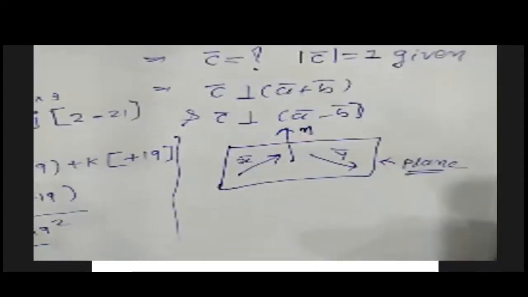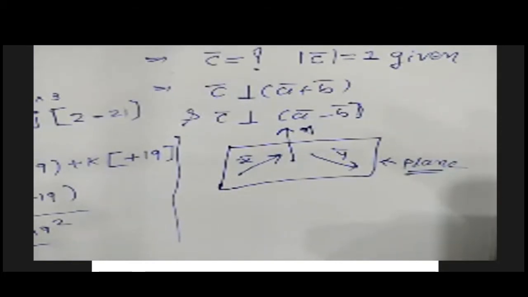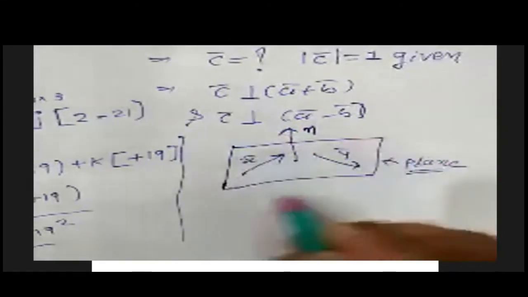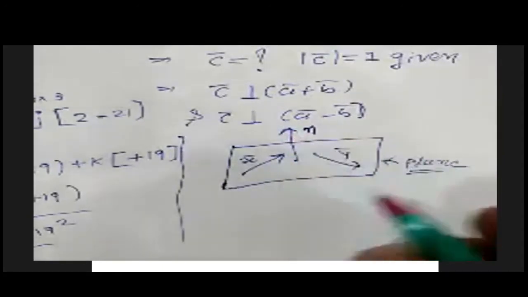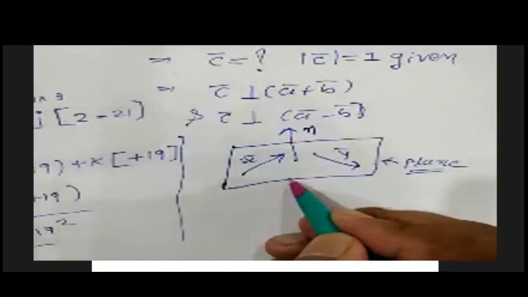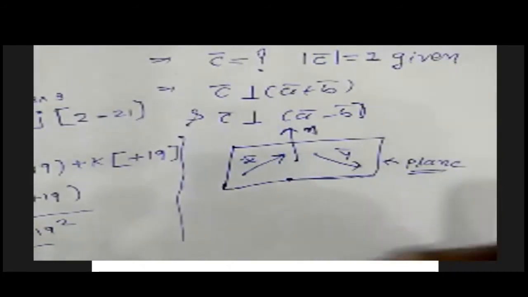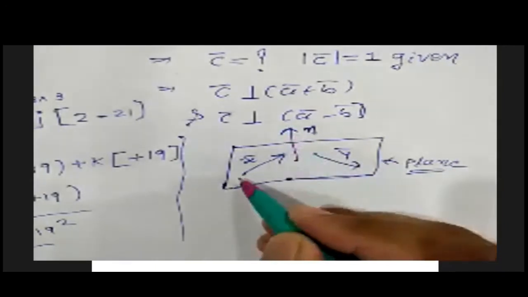Sir, how did that happen? I didn't understand. Once again I am repeating: if you find the normal of the plane, that normal is always perpendicular to the plane. Yes sir, obvious; we found the perpendicular, how to do it is the second matter. Now this n we found will be perpendicular to x as well as to y.